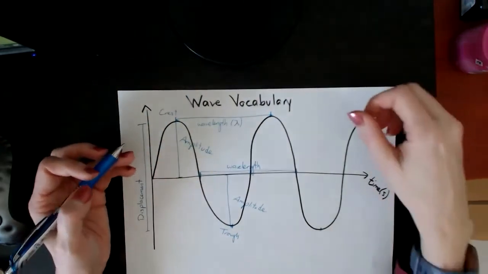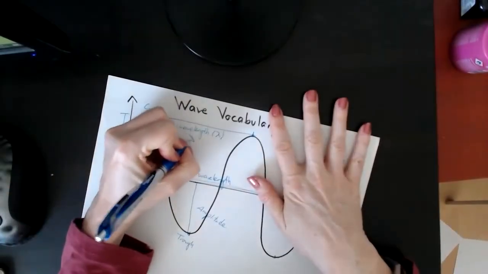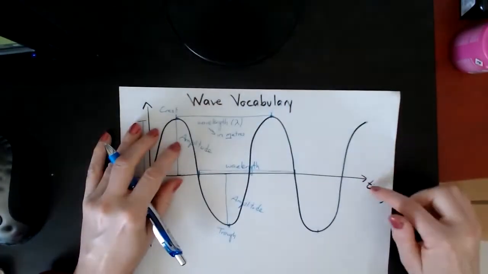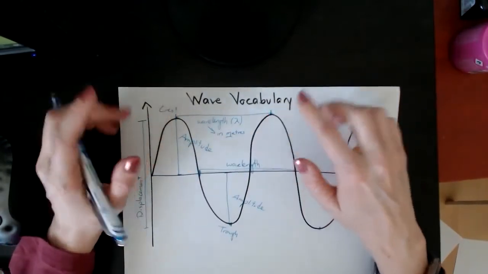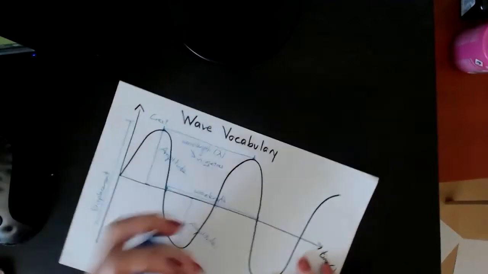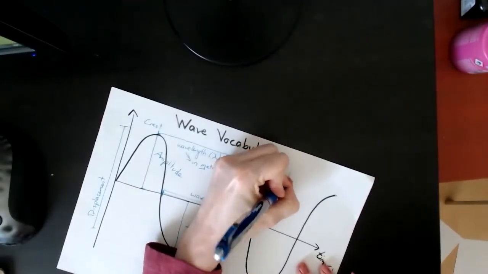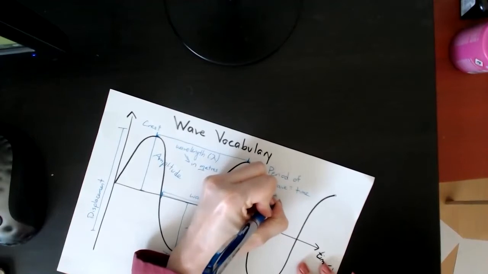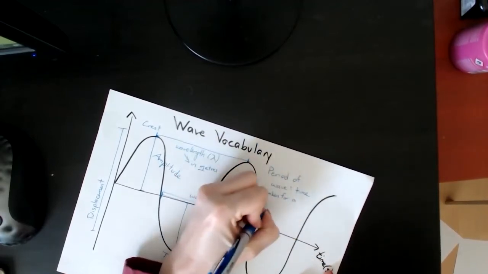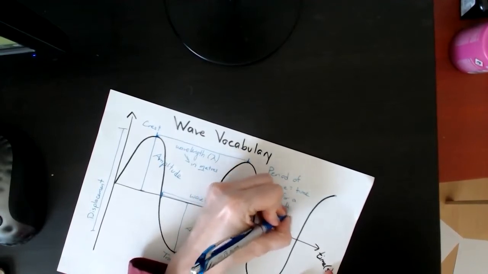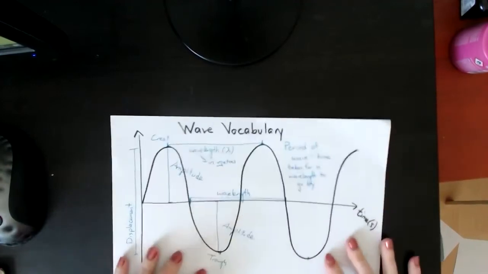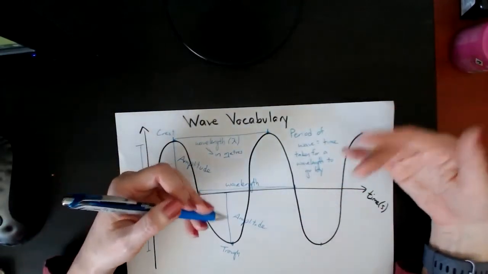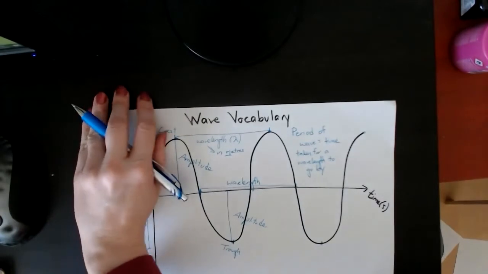Now, wavelength is measured in meters. But if you want to talk about the time it actually takes for a wavelength to go by, that is called the time period, or sometimes just the period. So the period of the wave is the time that it takes for a single wavelength to go by. If you want to know how many wavelengths go by in 1 second, then that is frequency, and that's measured in hertz.